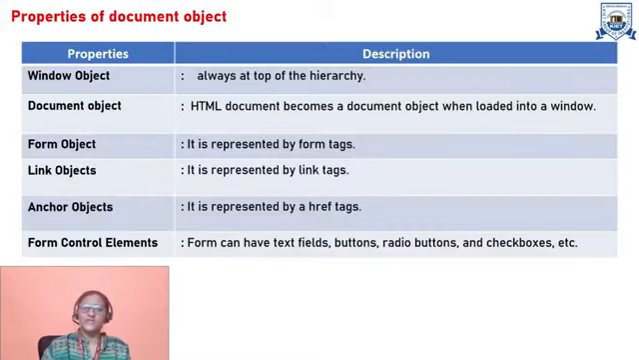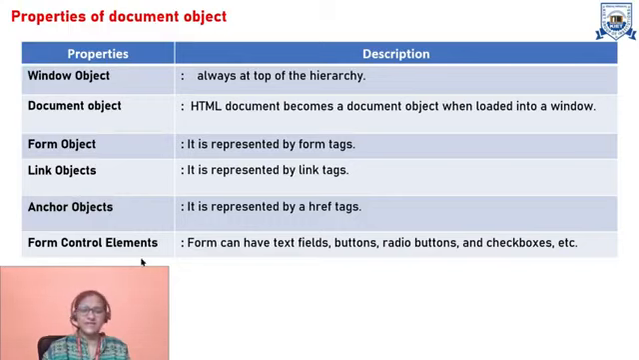Now the properties of the document object. The window object will always be at the top of the hierarchy. It is followed by the document object. An HTML document becomes a document object when it gets loaded into a window, when it becomes its part. Then the form object, which is represented by form tags. Link objects, represented by the link tag. Anchor object, represented by the href tag.